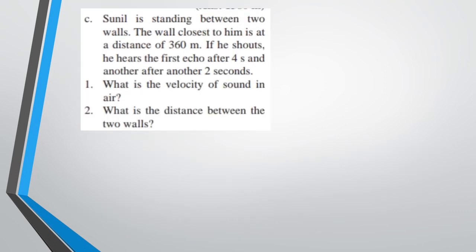Okay. Next, Sunil is standing between two walls. The wall closest to him is at a distance of 660, this is actually 660 in my textbook, 660 meters. If he shouts, he hears the first echo after 4 seconds and another after another 2 seconds. What is the velocity of sound in air and what is the distance between the two walls? Now suppose he is Sunil, standing between the two walls. The closest distance is 660 meters.